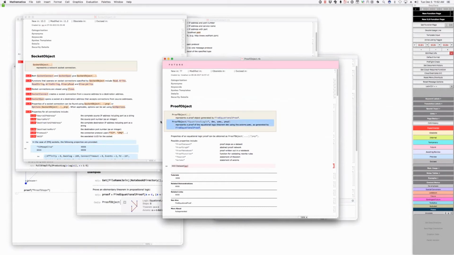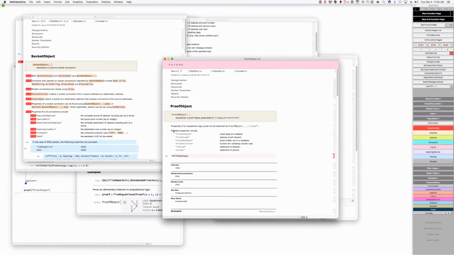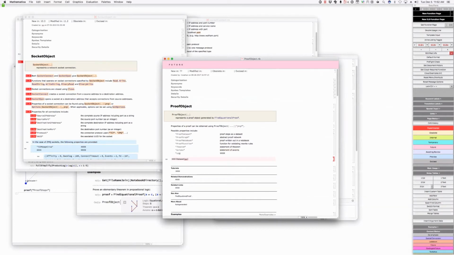Properties of a proof. It doesn't have to be an equational logic proof. A proof can be obtained using... possible properties include... So here we would want to say logic type. Is that right? Proof logic, perhaps. Better idea, yes.